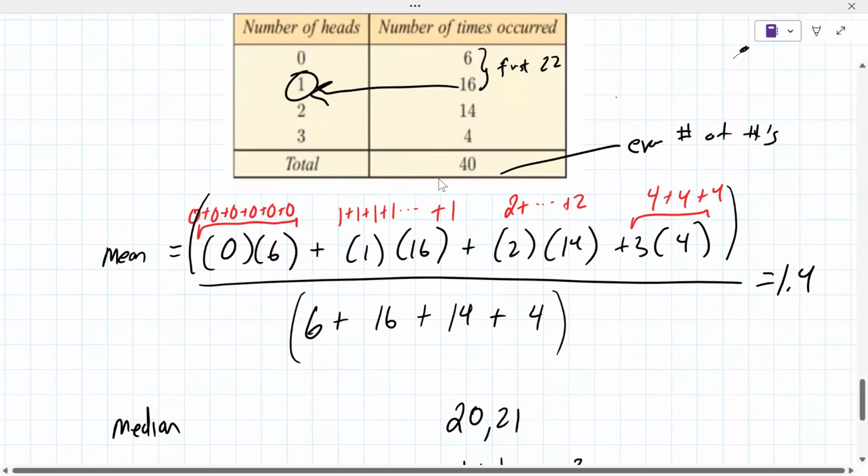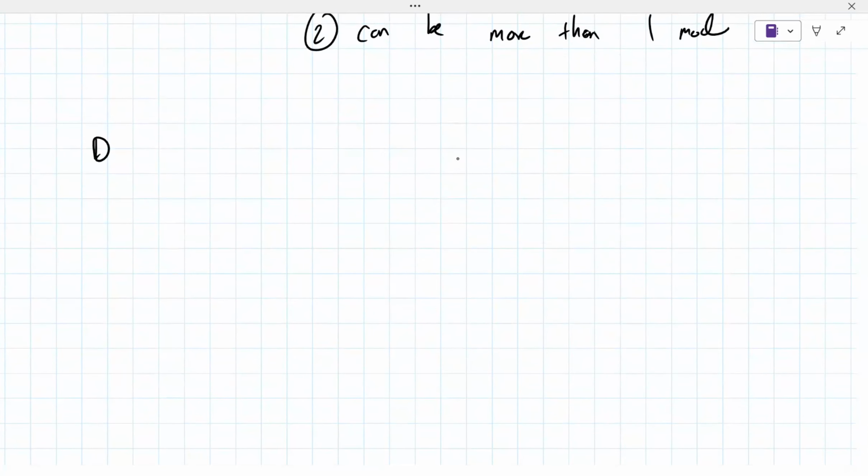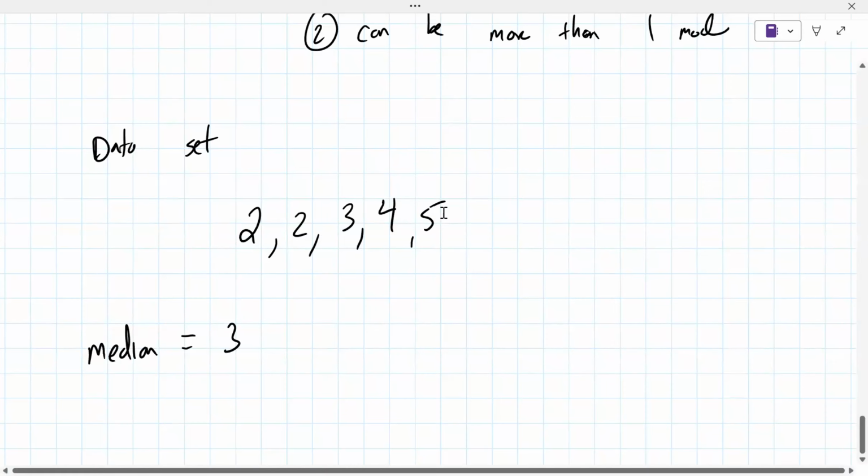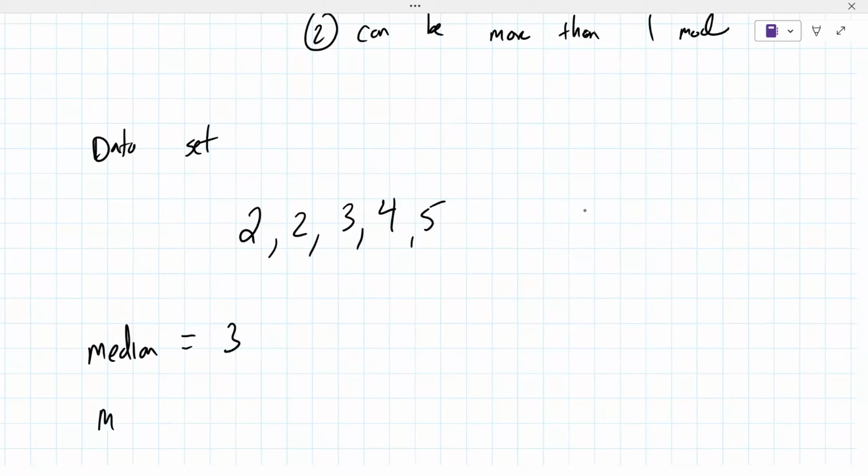Okay, now let's look at just a data set to answer some of these other questions you have about mean, median, mode. Let's look at this data set: 2, 2, 3, 4, and 5. The median is the middle number. What is the middle number? Three. So notice when there's an odd number of numbers, you do not have to do anything.